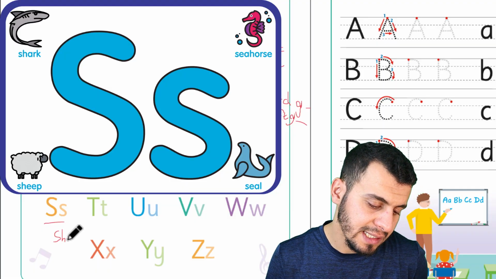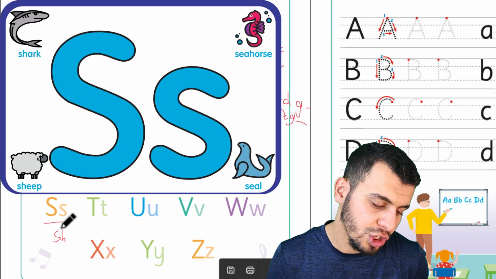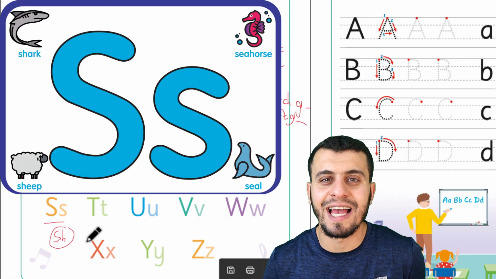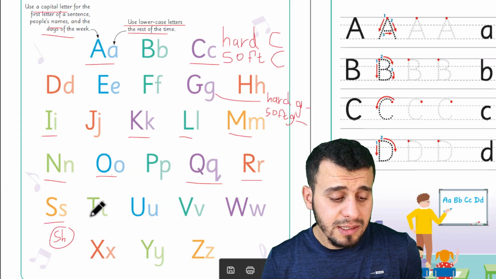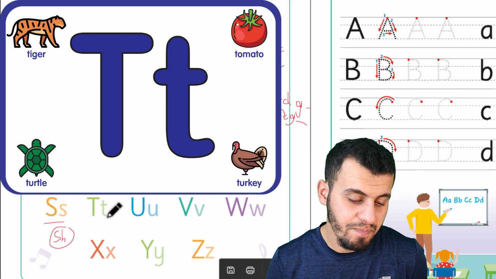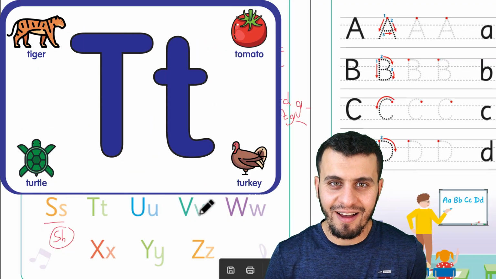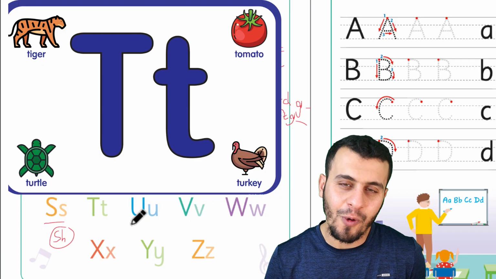S-H. S-H makes sh. S-H says sh. T says t. U says uh. Uh. Umbrella.